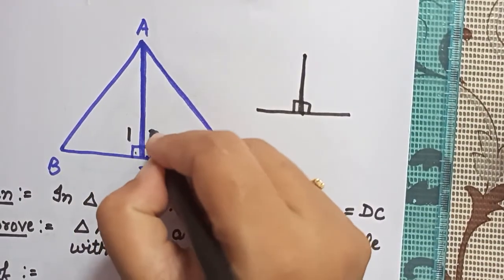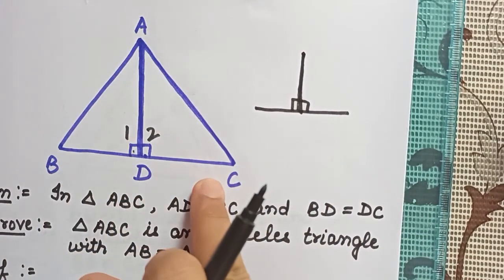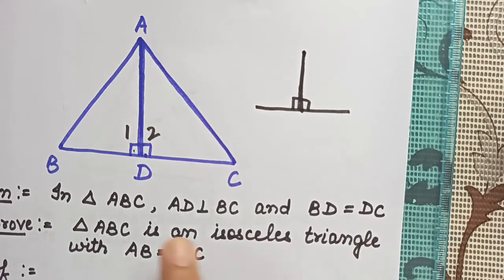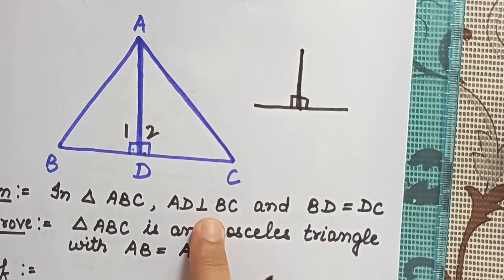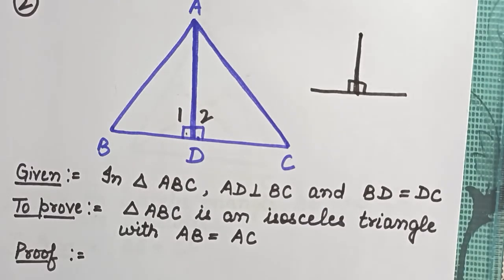Let's write here 1, 2. So they both are 90. And BD and CD are equal. So we are given BD and DC are equal, and AD is perpendicular to BC. Now we want to prove that ABC is an isosceles triangle with sides AB equal to AC. So we want to prove this is an isosceles triangle.